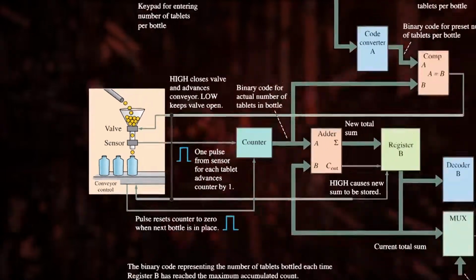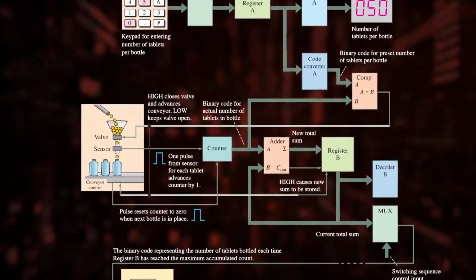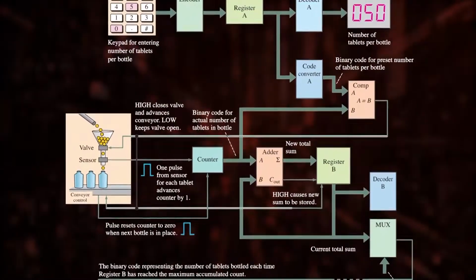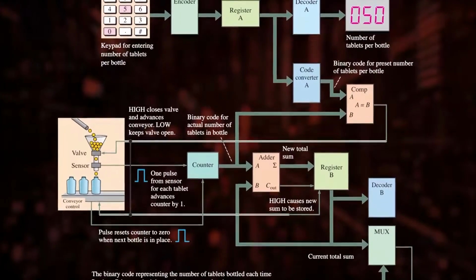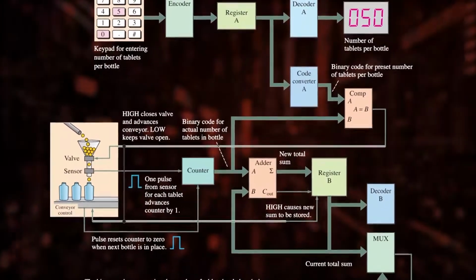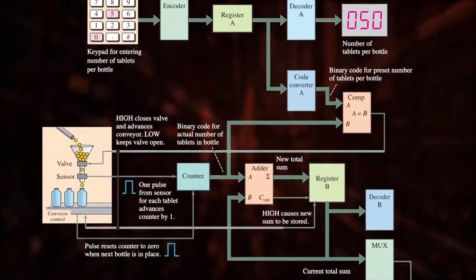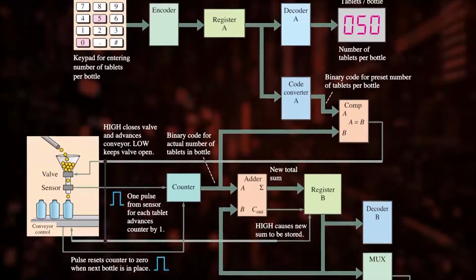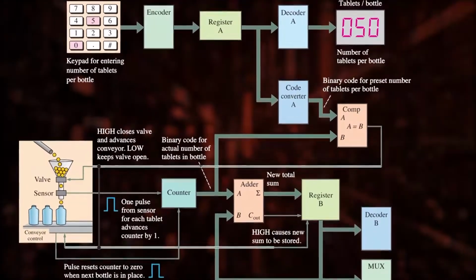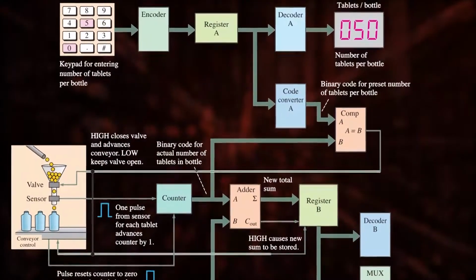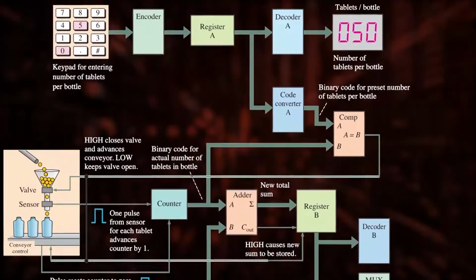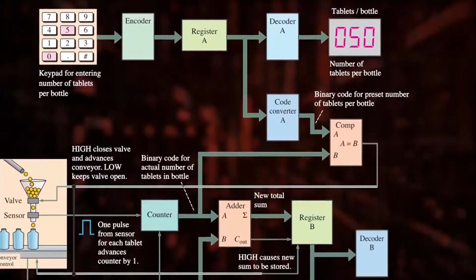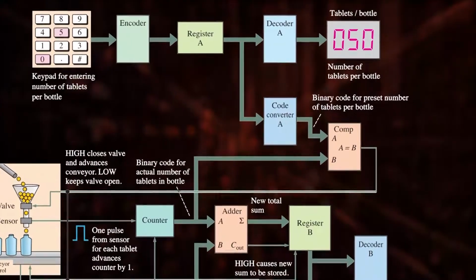This counter value is moved on to two circuits, an adder circuit and a comparator. Why do we need a comparator here? It is to compare the number of tablets dropped in a bottle with the input value given from the keypad. Because every time a tablet is dropped into the bottle, we have to check whether it reached the maximum. If yes, the bottle is to be shifted. This is done with the help of a comparator. In the first phase, the register stored the number of tablets. That number is given to a magnitude comparator through a code converter.